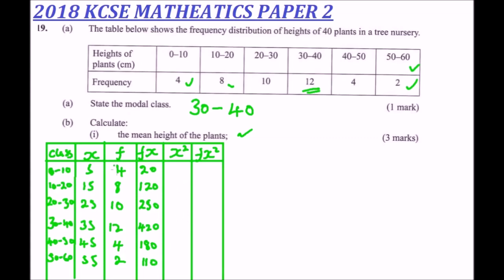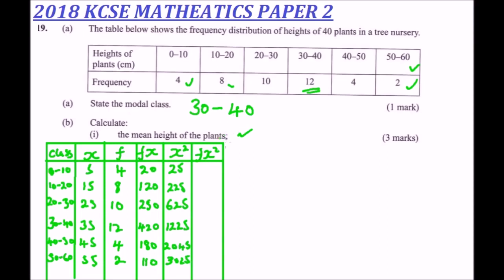We square our x, so 5 squared gives us 25. 15 squared gives us 225. 25 squared is 625. 35 squared gives us 1225. 45 squared gives us 2025. And finally 55 squared gives us 3025.